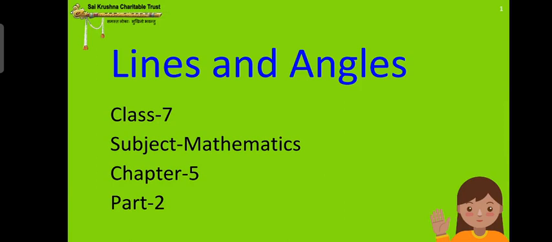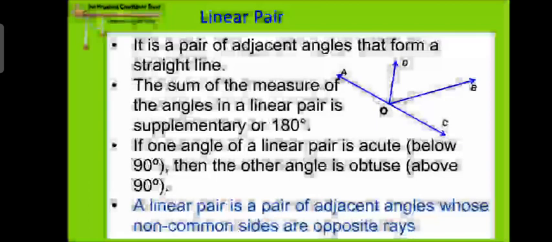So in the previous class we have studied the definition of a point, line, line segment, ray, angle, and different types of angles like acute angle, obtuse angle, straight angle, right angle and reflex angle, right? In today's class, we will be studying linear pair and a few more types of angles. Okay, so let's look at the linear pair.